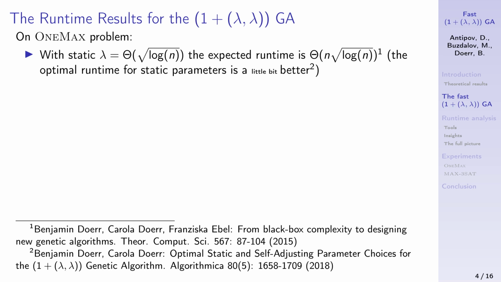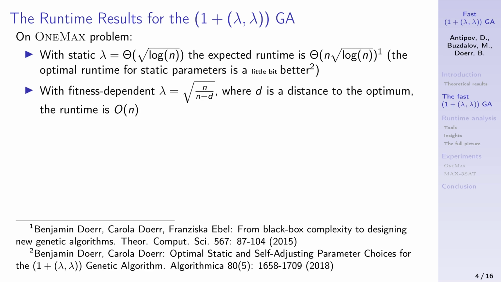This GA was supported by a rigorous theoretical study of its runtime on the OneMax problem. It was shown that with static parameter λ equal to the square root of log n, the expected runtime is n times the square root of log n, which is better than the runtime of any mutation-based algorithm on the OneMax problem. However, it was also shown that if we use a fitness-dependent parameter λ, then we can obtain even a linear runtime in terms of fitness evaluations.